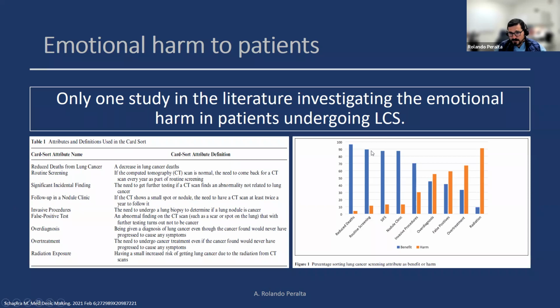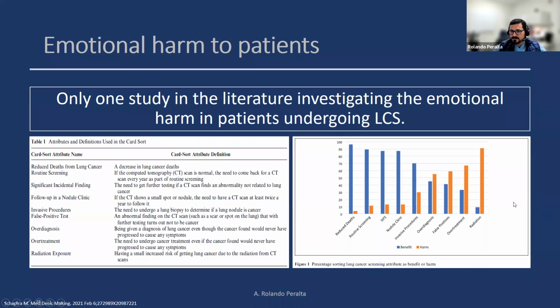Basically what they did is they asked patients, what do you perceive as a benefit and what do you perceive as a harm? Most patients think of radiation as a harm. That's contrary to what the physicians think. We think radiation would be good as it's a form of treatment. Over-treatment is interestingly seen as a potential harm in a significant proportion of patients, about 65%.